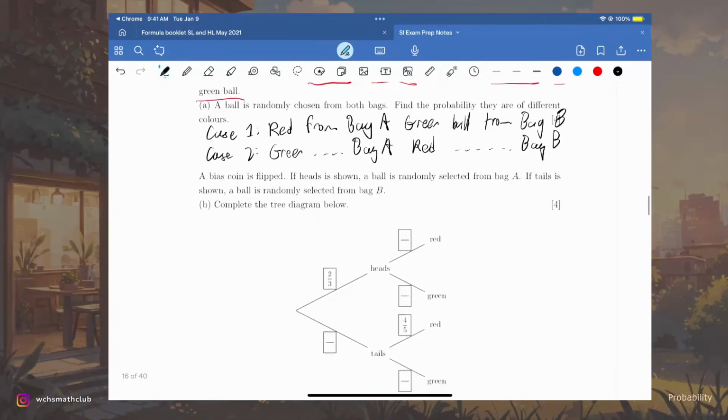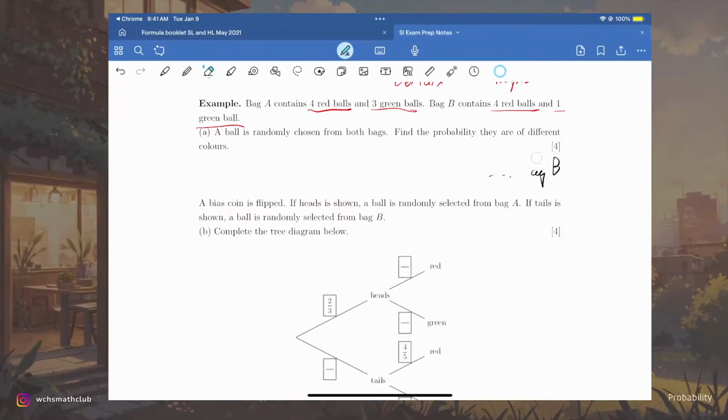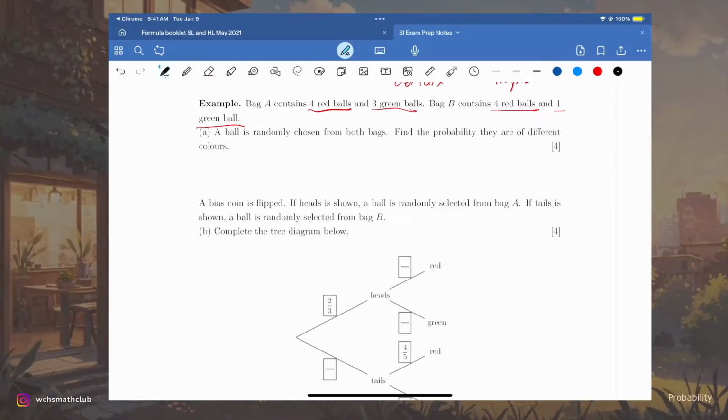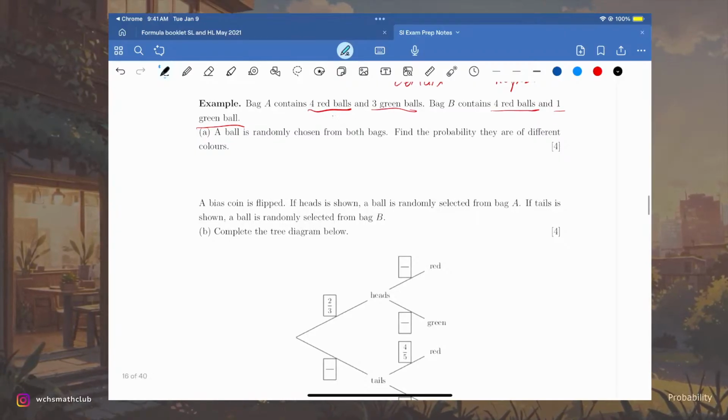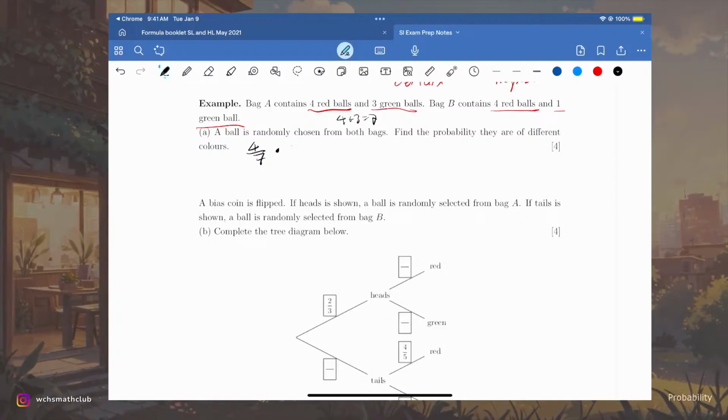And basically the way we're going to do this is, I'll just erase this real quick. So first of all, we're going to start with our first case. So we get a red ball from bag A and a green ball from bag B. So we're going to take the number of favorable outcomes. So 4 red balls out of 7 total balls. You just get that by 4 plus 3 equals 7 here. And then bag B contains 4 red balls and 1 green ball. So to select a green ball, you would need 1/5. That's our first case. This evaluates to 4/35.